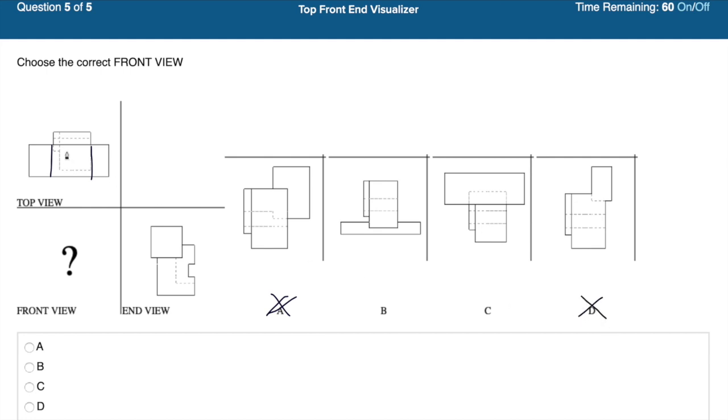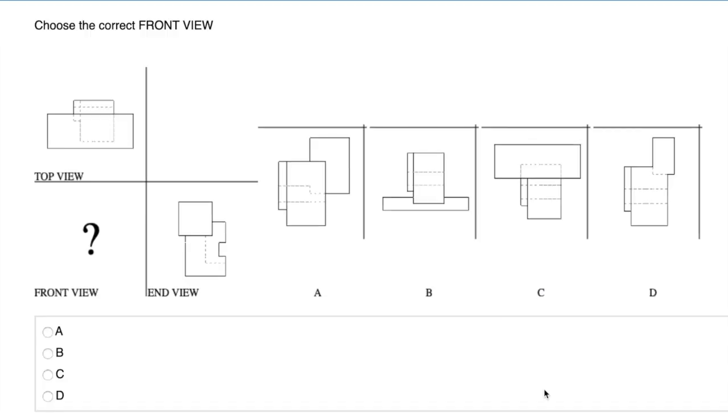So if we look at the top view, there's a long rectangular box. And that long rectangular box, if you look on the end view, is at the top. So it should be at the top for B or C. In B, we see the long rectangular box is on the bottom. And then C, we see the long rectangular box is on the top. So it has to be C since it's on the top and not the bottom.